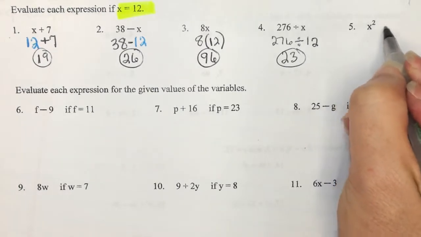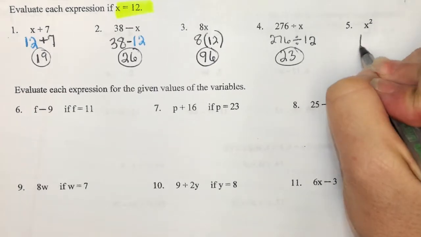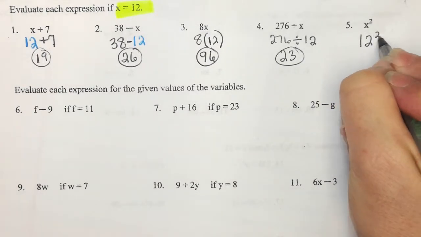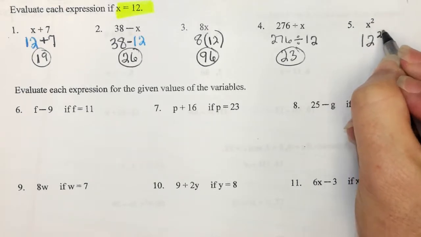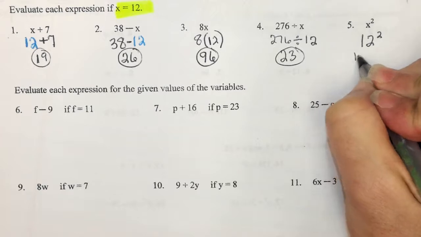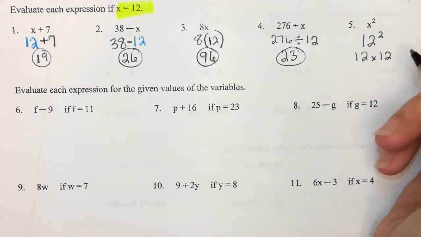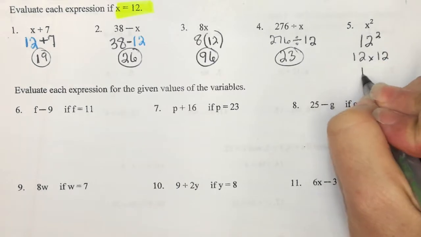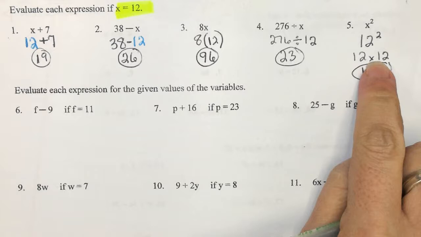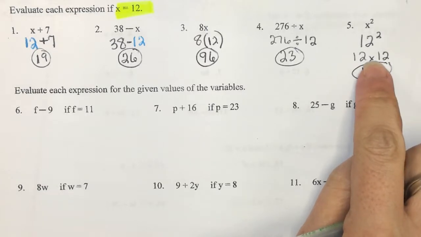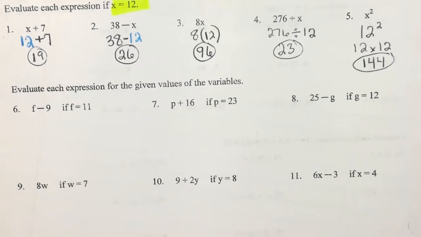Now, the way you show this, number 5, X squared. X is 12, so write 12 squared. Listen, what does 12 squared mean? 12 times 12, you don't have to write that, but I do because it makes my brain get the right answer, which is 144. If you will get your brain doing that, you're more likely to get it right. Okay, let's go to the different ones.